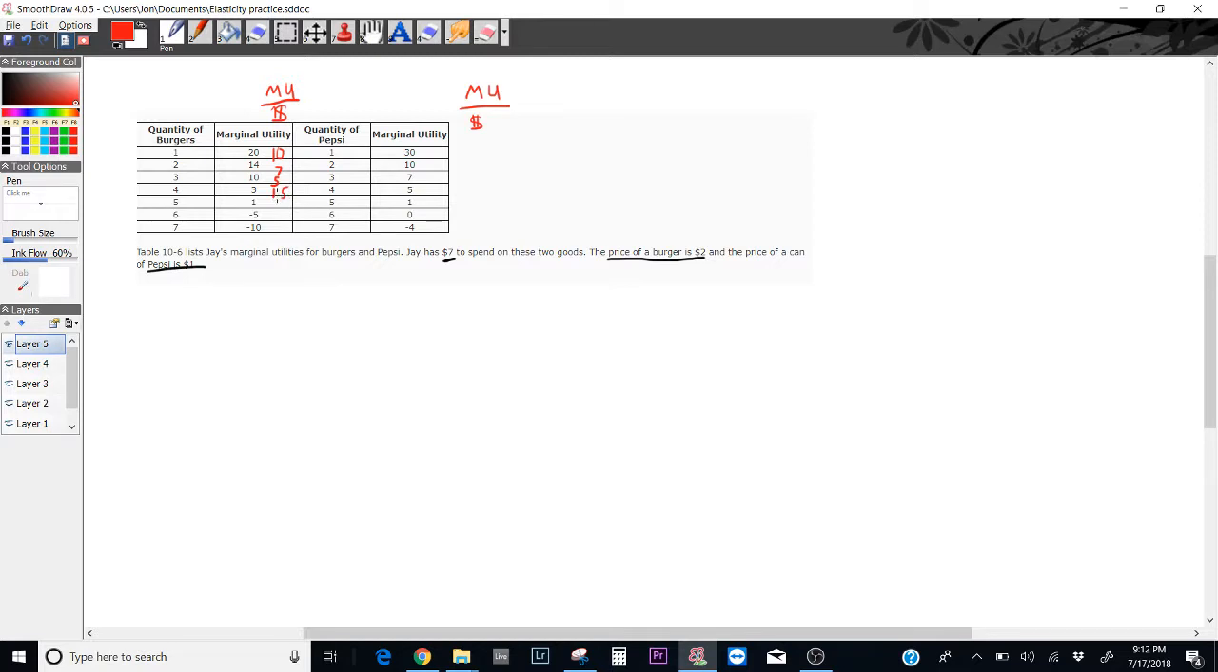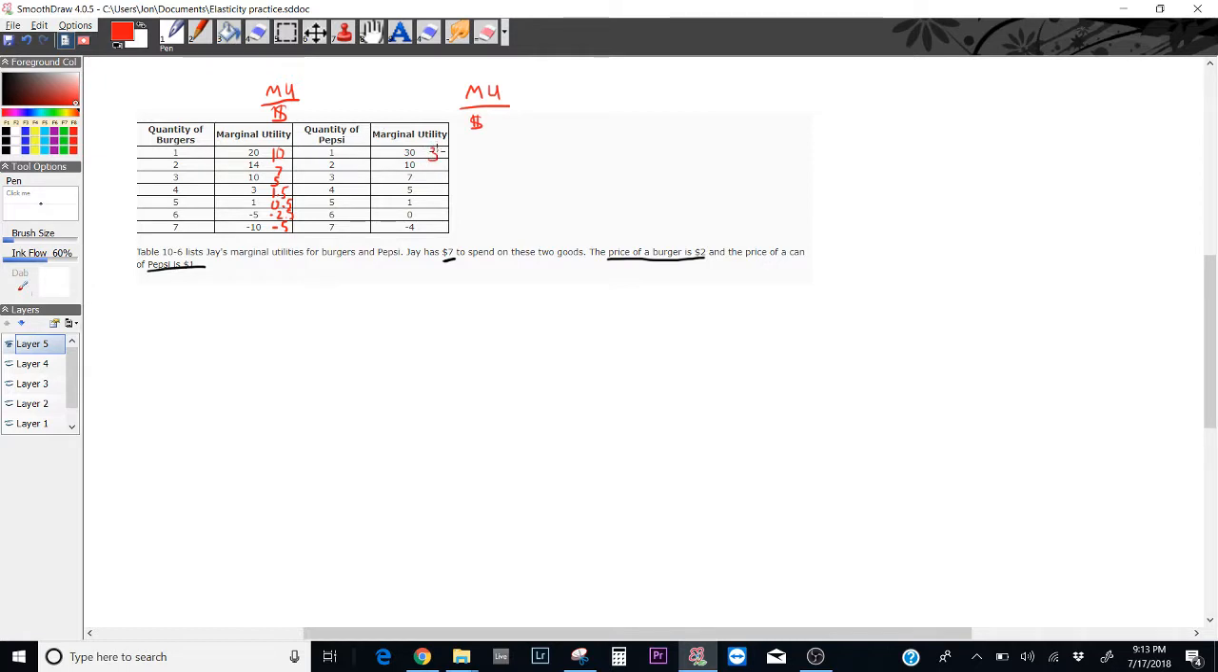1.5, 0.5, negative 2.5, and then negative 5. Now you'll also notice our law of diminishing marginal utility is applying right here. We see that as you consume more burgers, the additional satisfaction that you receive is going to go down. And then also for our marginal utility per dollar for the Pepsi, this one's going to be an easy one because the price of Pepsi is $1, so this is actually just going to be the same.